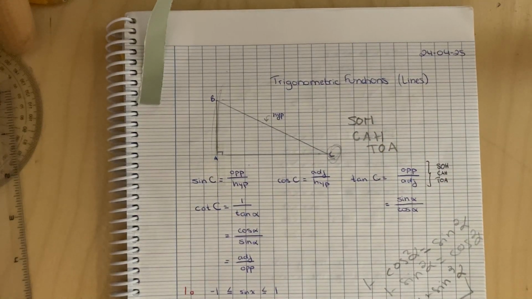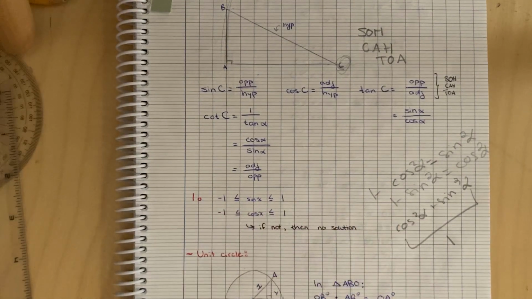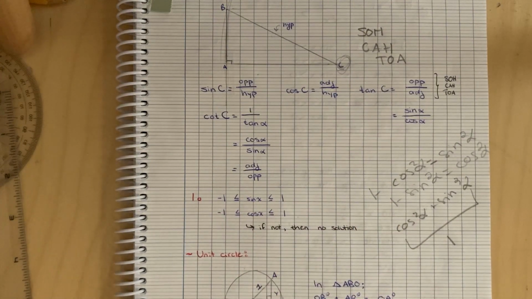Here's an important thing that you need to remember. Sine and cosine are always going to be between -1 and 1. If you get an answer that's not in that range, that means that either you did something wrong or there's no solution to that problem.